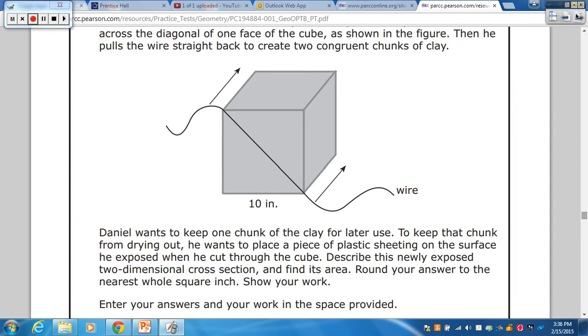The next part says this. Part B, Daniel wants to reshape the other chunk of clay to make a set of clay spheres. He wants each sphere to have a diameter of 4 inches. Find the maximum number of spheres that Daniel can make from the chunk of clay. Show your work.